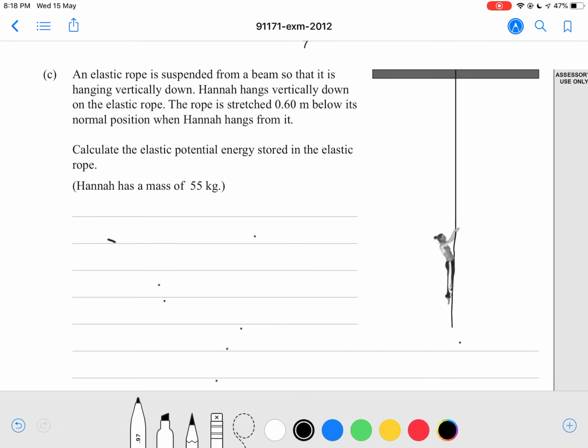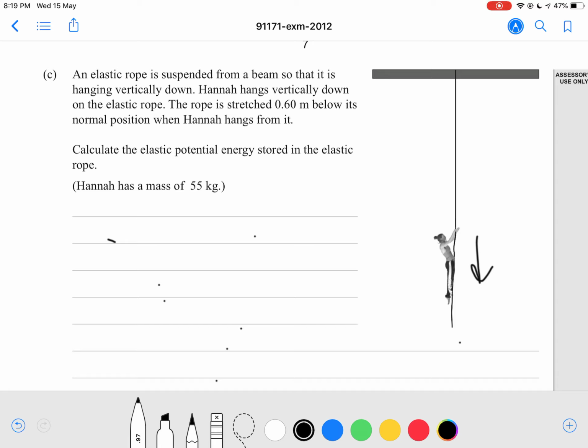Okay. So, in this question, Hannah has a weight force, as you can see by the arrow, it's going downwards due to the force of gravity that's pulling her downwards. Because of this weight force, the rope has stretched 0.6 meters, which means it has gotten 0.6 meters longer due to the force, okay?